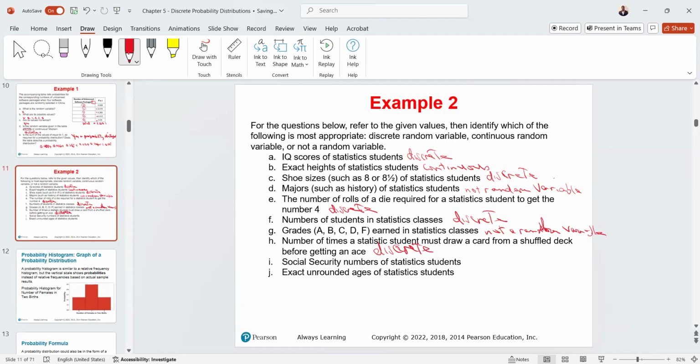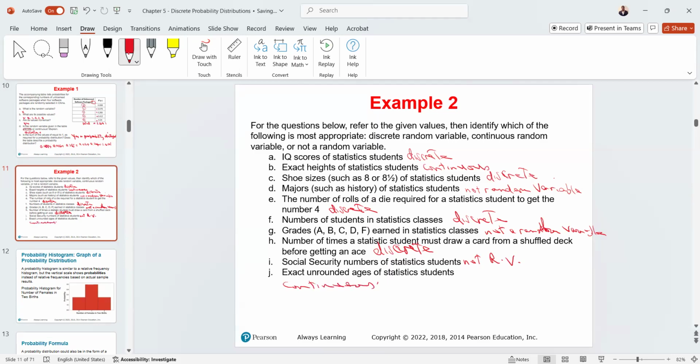Social security number. That's an attribute. If you say social security number, it's an attribute. It's not a number you measure, it's like a label. So that's not a random variable. Exact ages of statistics students, again, those are continuous.